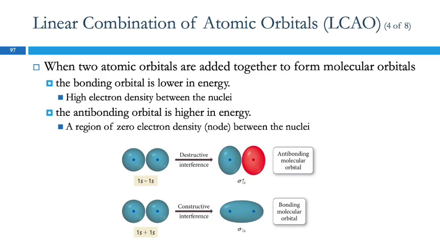So if we have these two orbitals being added together to get destructive interference, essentially subtracting, then we get this antibonding orbital, which is higher in energy. If we have constructive interference, these orbitals reinforce each other, and this is lower in energy. It's a bonding orbital. So here we have high electron density between the nuclei, which makes sense. It promotes bonding, holding those two nuclei together. Here we have a region of 0 electron density between the two atoms.